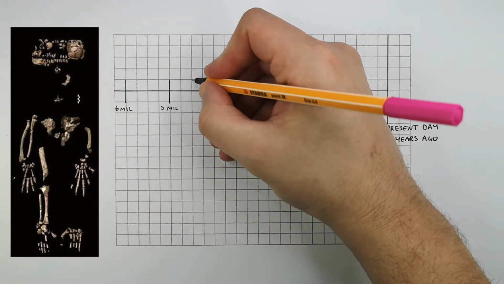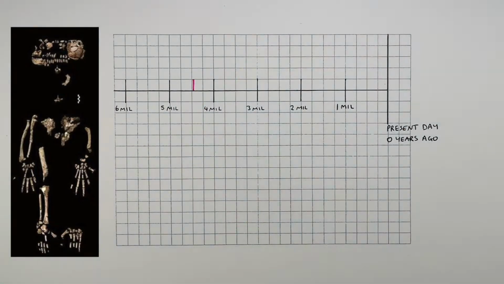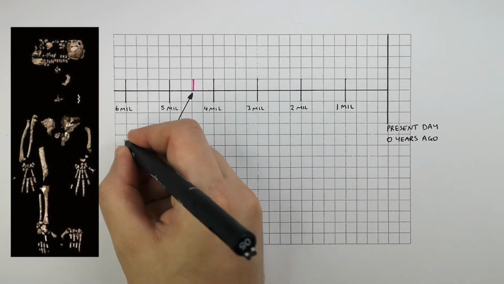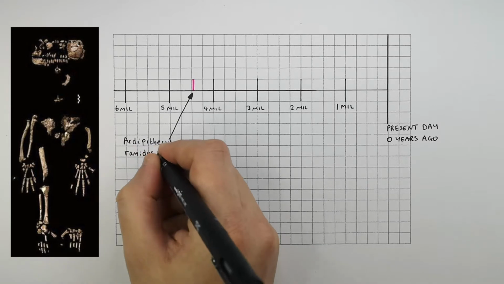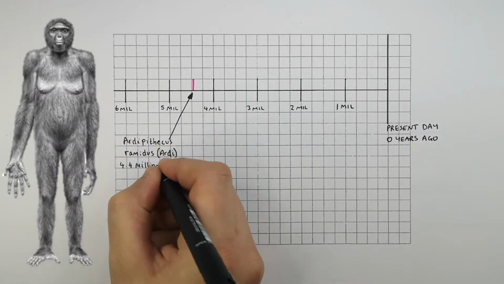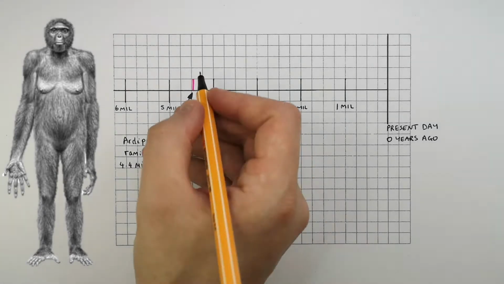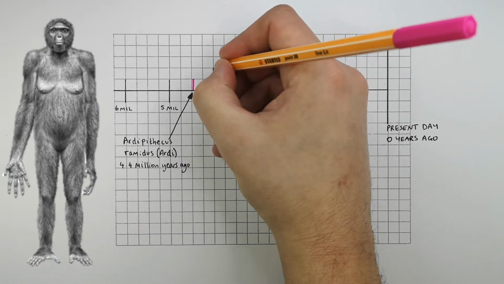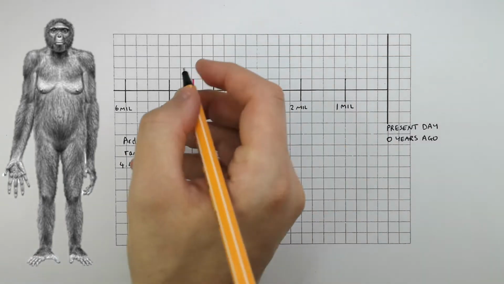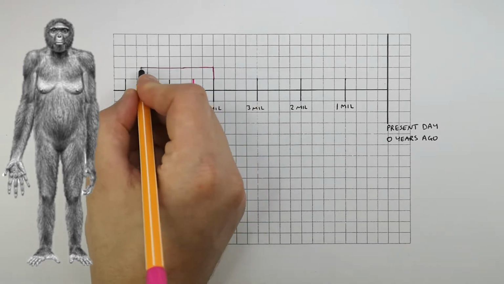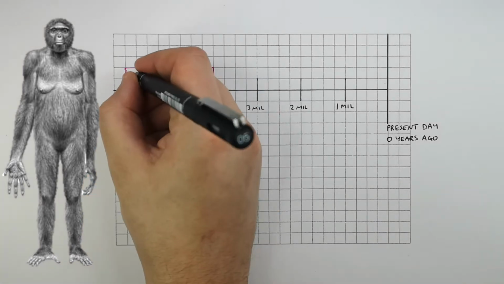This line represents the date that Ardy's fossil was dated as, and that's 4.4 million years old. So the binomial name for Ardy is Australopithecus ramidus, and we nicknamed her Ardy. We know that Australopithecus ramidus lived 4.4 million years ago. And due to fossils not as old as Ardy's being found, we know that the Australopithecus genus went extinct 4 million years ago.